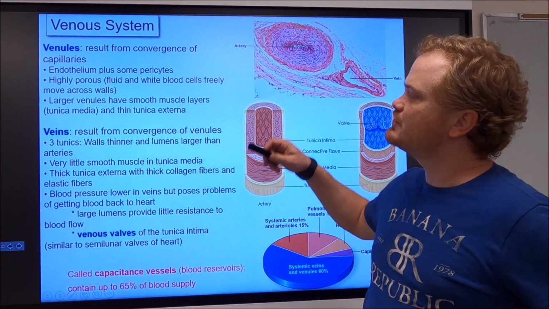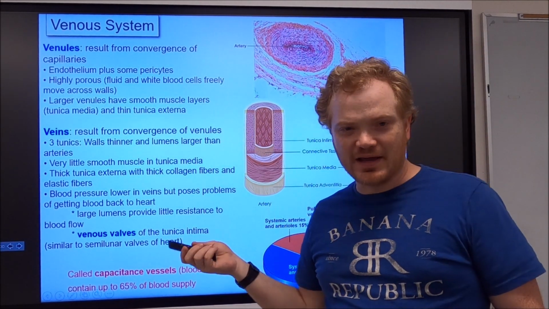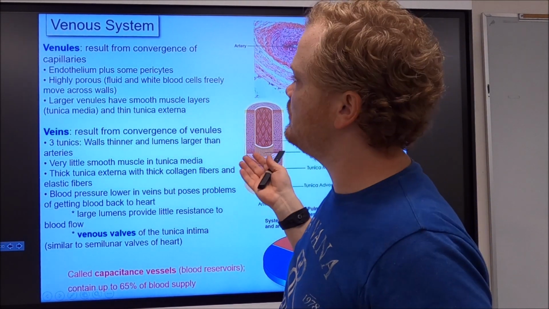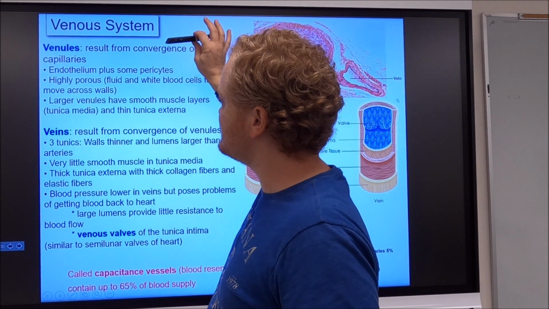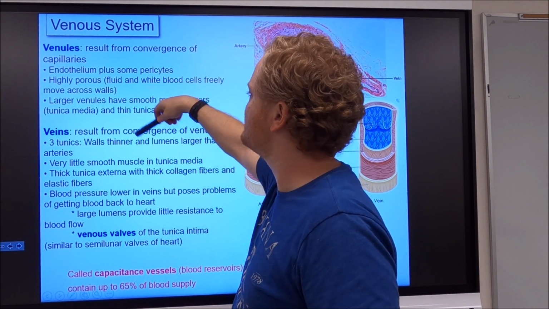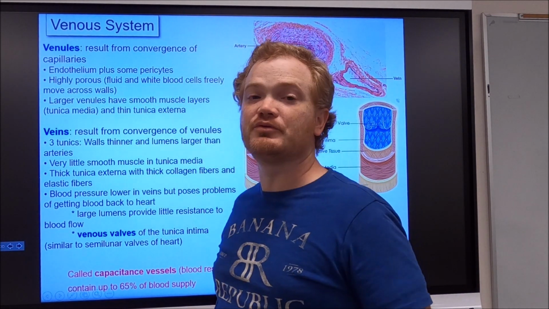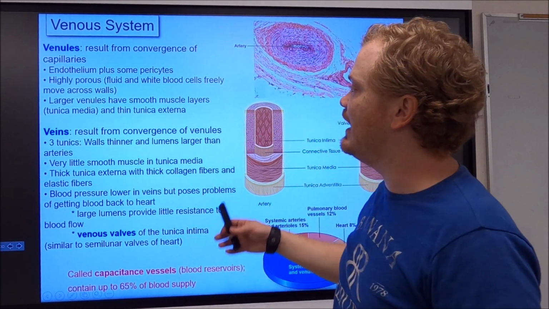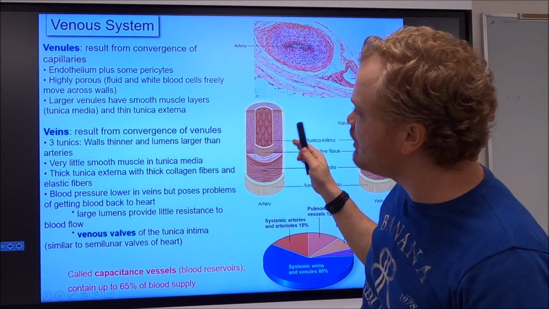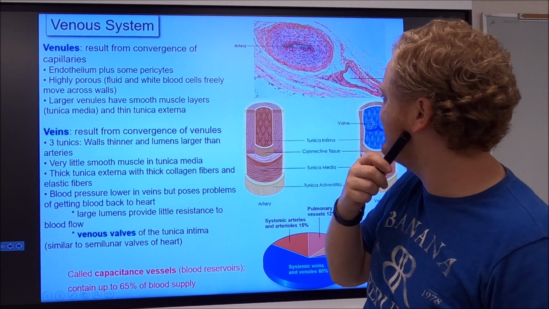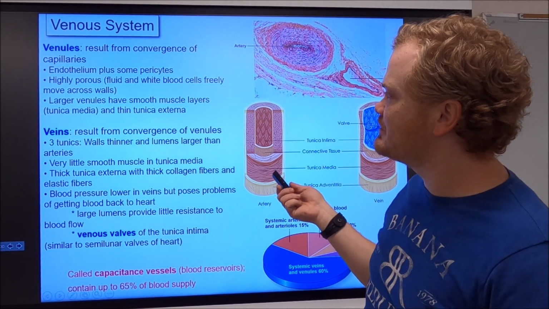The venous system. So venules, again, are the small veins, and venules still give a lot of flow through. They still have a lot of open areas. They're highly porous. They let a lot of white blood cells and stuff kind of move through the walls if necessary. They are still quite small by comparison. This is not terribly complicated.